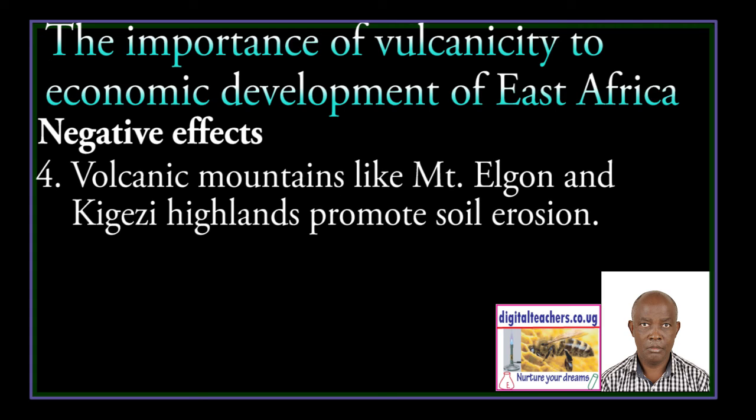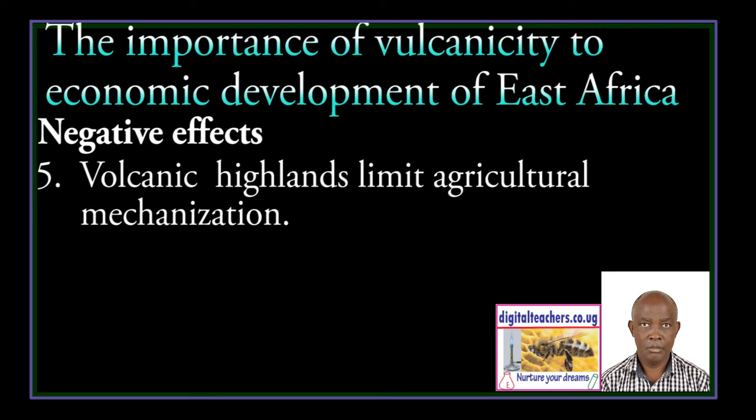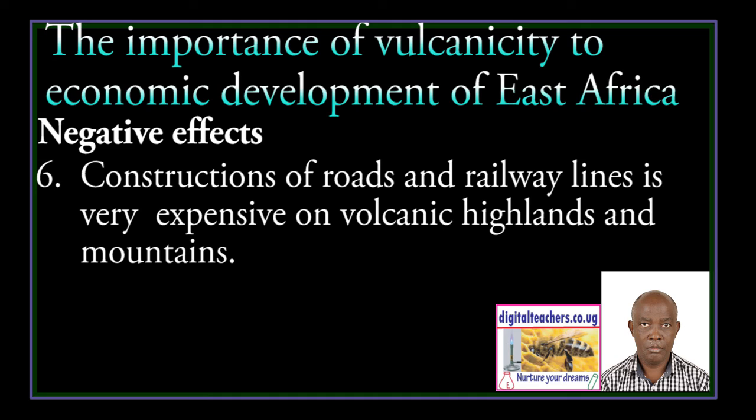Volcanic mountains like Mountain Elgon and the Kenya Highlands promote soil erosion. Volcanic highlands limit agricultural mechanization. Construction of roads and rail lines is very expensive on volcanic highlands and mountains.